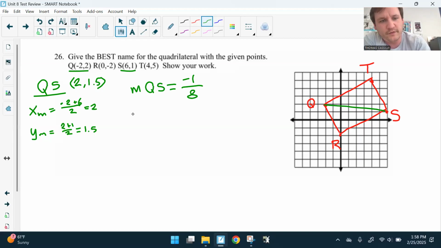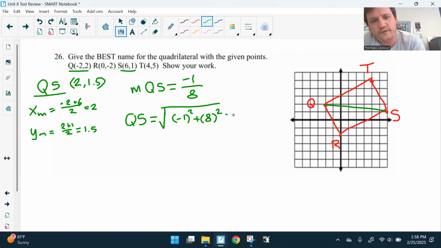And then the length of QS is going to be equal to, again, we could plug this into the distance formula. There are a couple of other shortcuts. If you look at the slope, the unreduced slope, sometimes we reduce it, I'm just going to call this negative 1 squared plus 8 squared. This is going to give us the square root of 65. So there's all three things on QS. Now let's find RT.